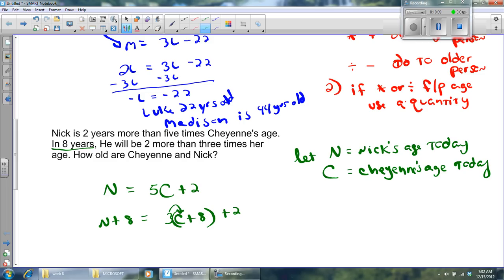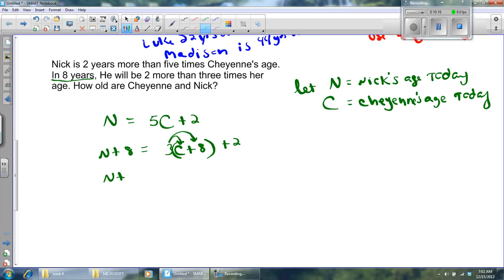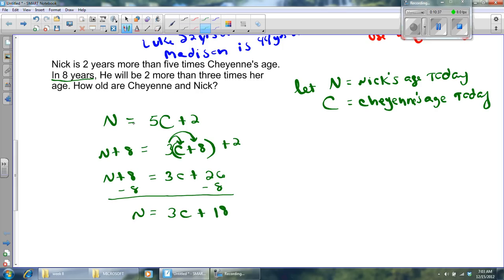So now I'm going to simplify this second equation as much as possible. And then I'll do my substitution. And I'm going to put 26 here. 3 times 8 is 24, plus the 2 is 26. All right, then I have to subtract 8 from both sides. And it's going to equal 3c plus 18. And now I can take this 5c plus 2, substitute it in here for n.